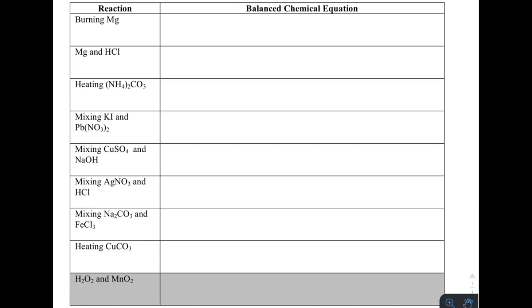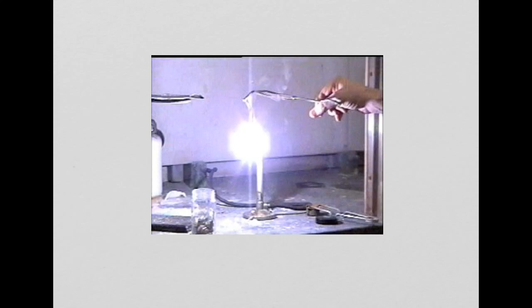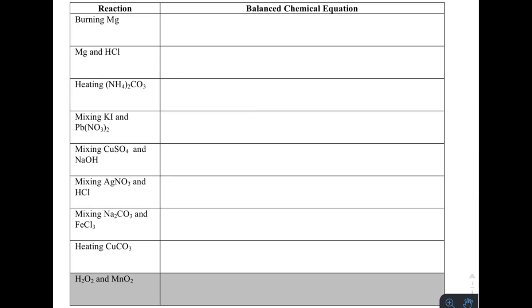Okay. So we're all set and ready to go. Let's talk about the first reaction where we were burning magnesium. Now, if you remember in lab, when we were burning magnesium, it looked something like this, if you can recall. Incredibly intense, bright light that you weren't allowed to look at straight on when you put the ribbon of magnesium into the flame. Okay, so let's move backwards to here.